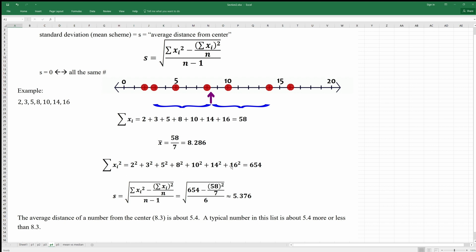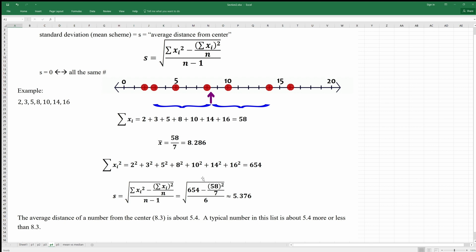Well, square each number and then add them up. 4 plus 9 plus 25 plus 64 plus 100 plus 196 plus 256 is 654. So here you see it in all of its glory. There is no rounding that has gone into this. They add up to 58, square it, divide by how many there were, 7, subtract it from what the squares add up to, 654, divide the whole mess by 1 less, and take the square root.